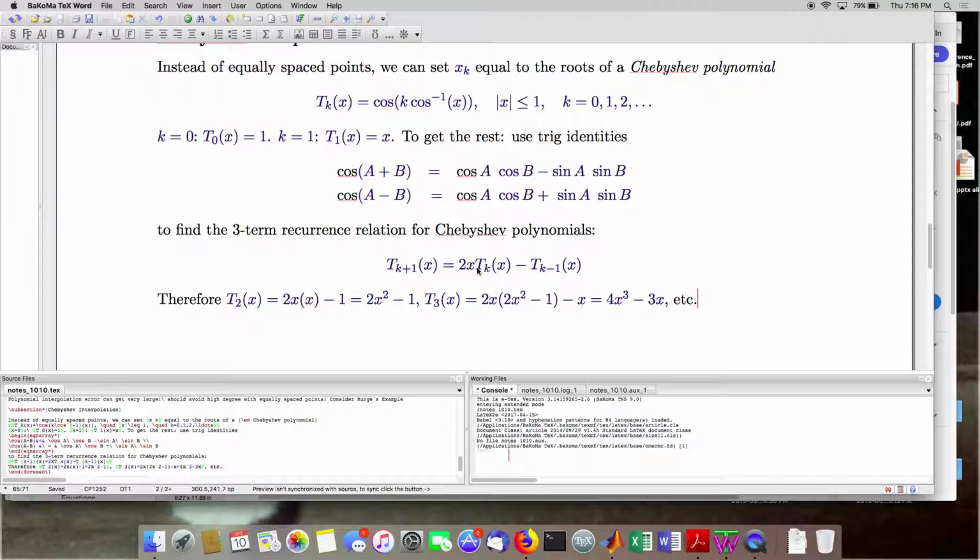So I should mention this definition. I had to give this condition here: x is between minus 1 and 1. That's because the domain of inverse cosine is minus 1 to 1. It's not defined outside of that. There is a definition for Chebyshev polynomials that extends beyond minus 1 to 1, but that relies on hyperbolic cosine. But it's not something that we need here, so I'm not going into that.